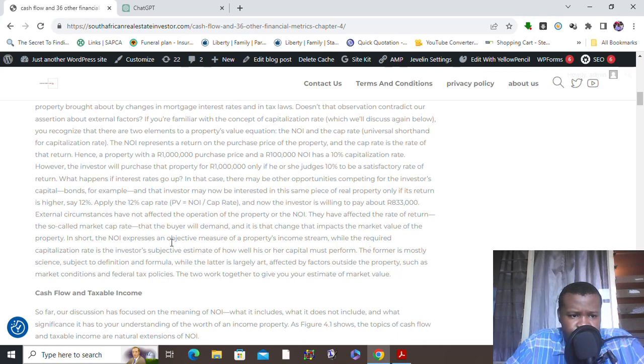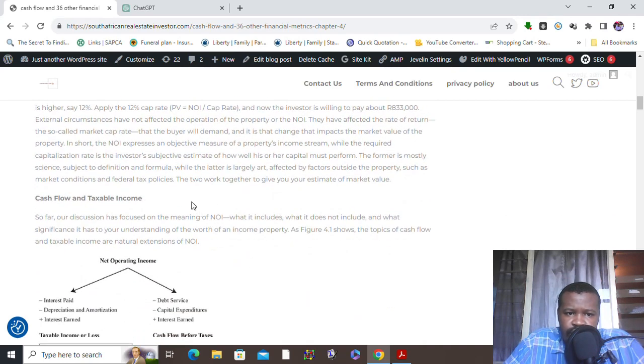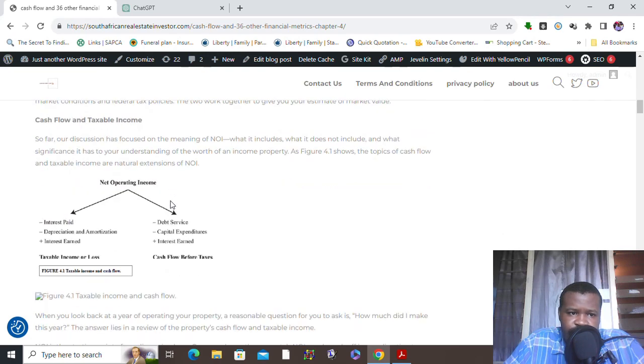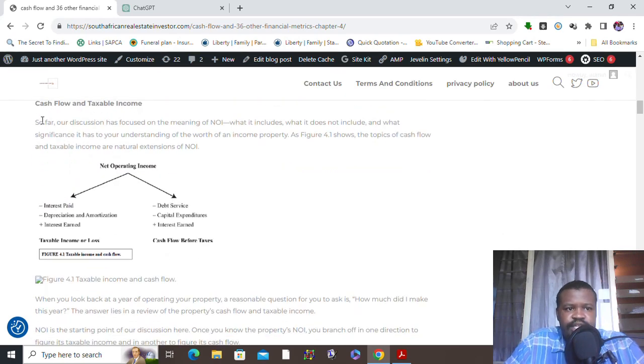The former is mostly science, subject to the definition and formula, while the latter is largely art, affected by factors outside of the property, such as market conditions and tax policies. The two work together to give you an estimate of market value. Now, cash flow and taxable income.